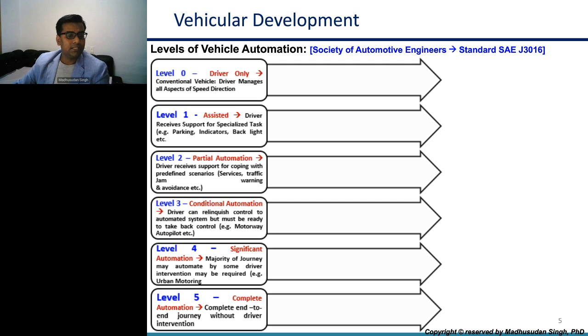Level 4 is significant automation, where the majority of the journey may be automated, though some driver intervention may be required, for example urban motoring. So we are somewhere between level 3 and 4, but level 4 still requires a lot of work. In the last level, level 5, there is complete automation with no human intervention.